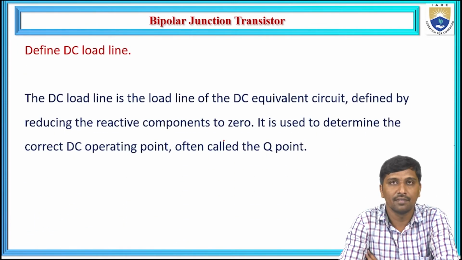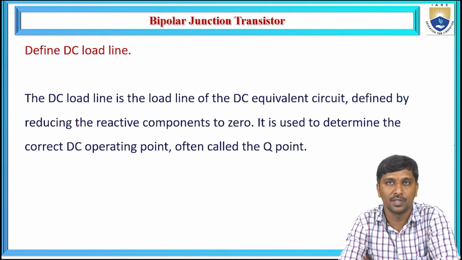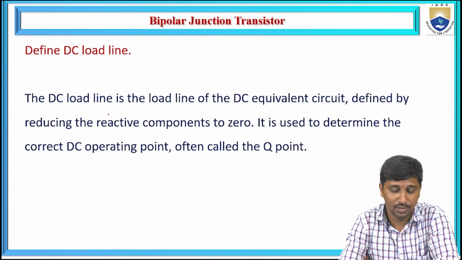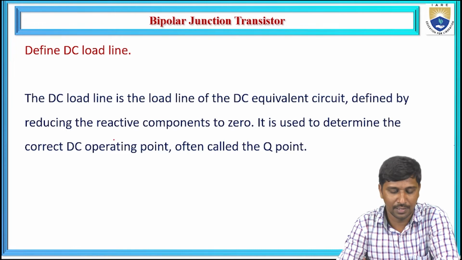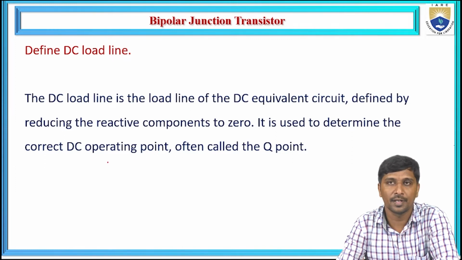Now similarly, define DC load line. Just now we observed what the DC load line is. The DC load line is a load line of the DC equivalent circuit, defined by reducing the reactive components to 0. It is used to determine the current and the DC operating point, and that is called the Q point.